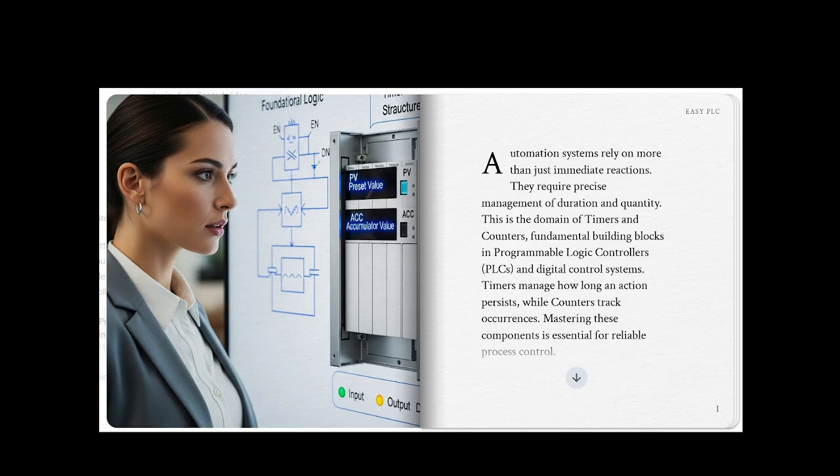Automation systems rely on more than just immediate reactions. They require precise management of duration and quantity. This is the domain of timers and counters, fundamental building blocks in programmable logic controllers, PLCs, and digital control systems. Timers manage how long an action persists, while counters track occurrences. Mastering these components is essential for reliable process control.